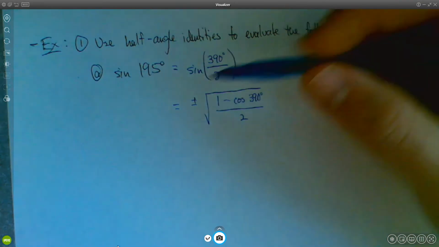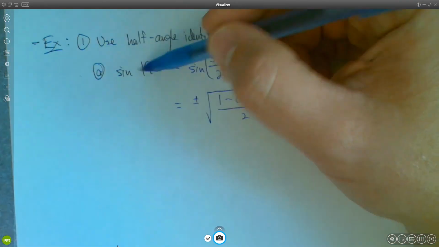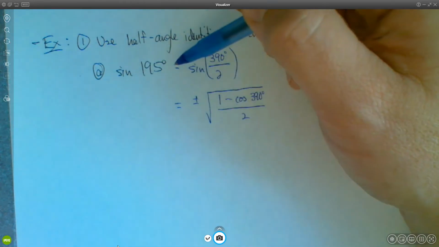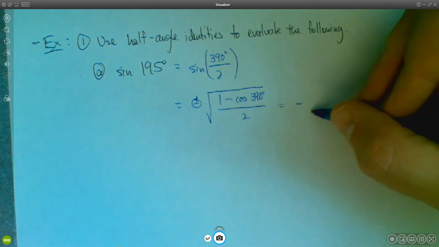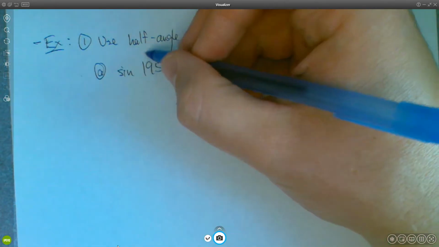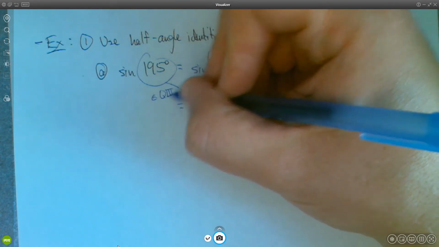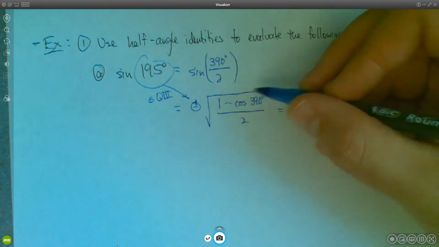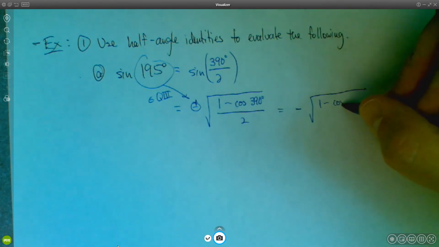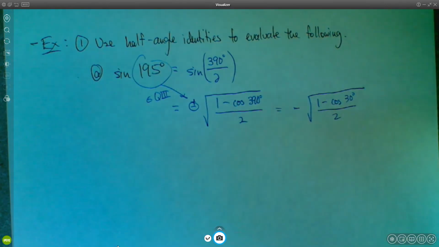Okay, well, first of all, I can settle the dispute about whether it's positive or negative right away. 195 degrees is in quadrant 3, and sine is negative there. This is going to be negative, right, because it's in Q3. Okay, this is going to be negative square root of 1 minus cosine of 390 degrees, which would be the same thing as cosine of 30 degrees, since 30 degrees and 390 degrees are coterminal. Okay, cosine 30 degrees is root 3 over 2.